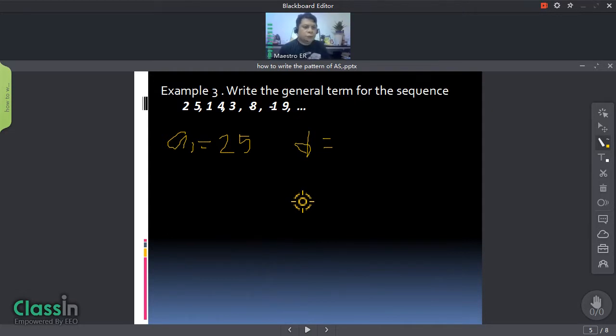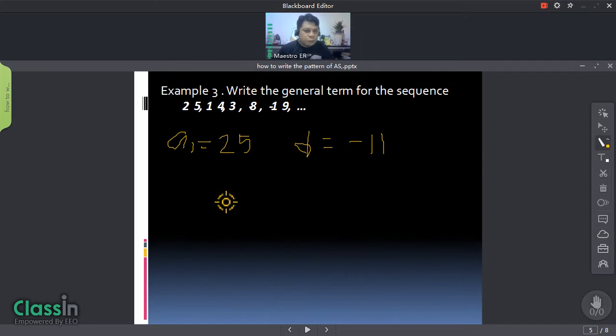25 becomes 14. So 25 minus 14 is 11. I think negative 11. Okay. The common difference is negative 11. So 14 minus 11 is 3. 3 minus 11 is negative 8. Negative 8 minus 11 is negative 19.